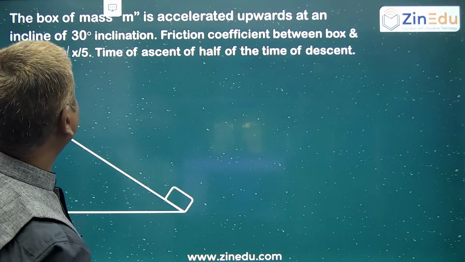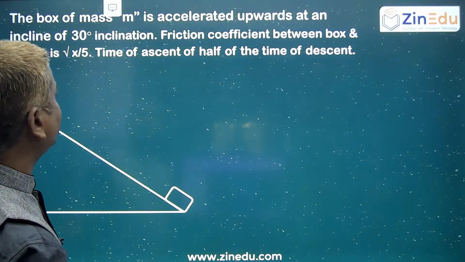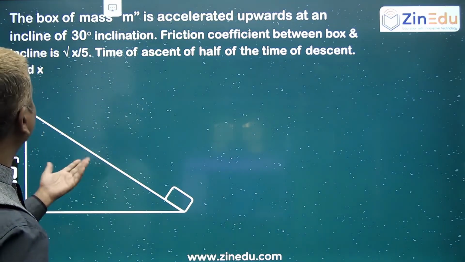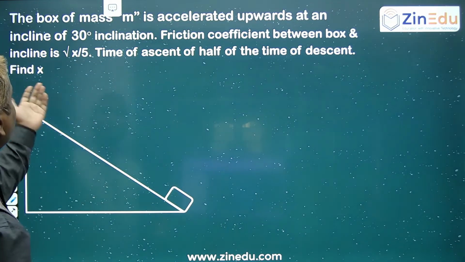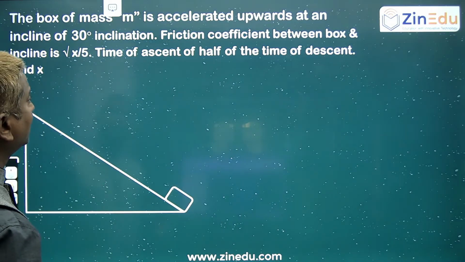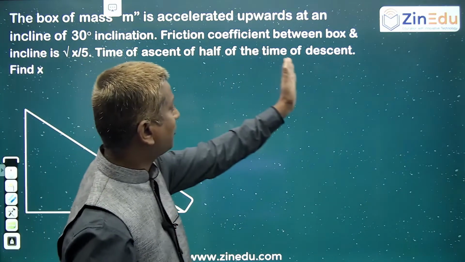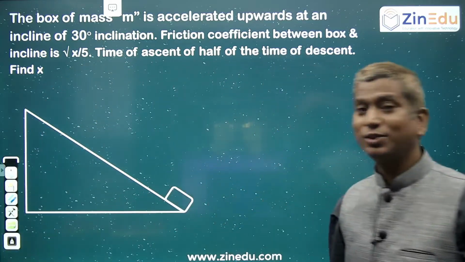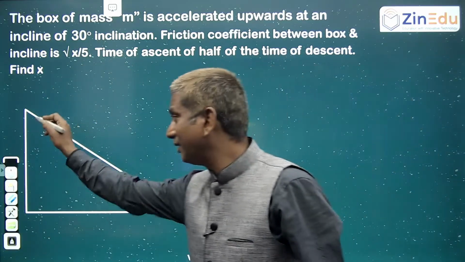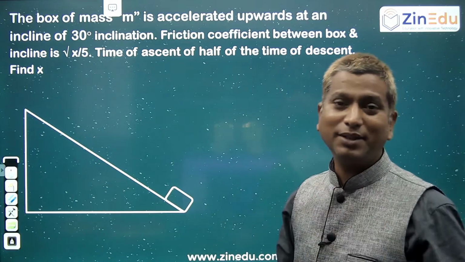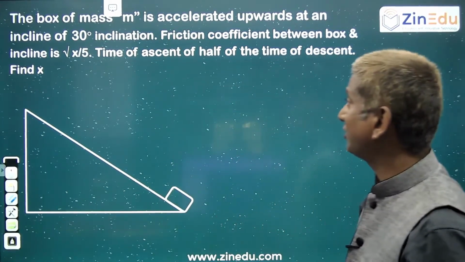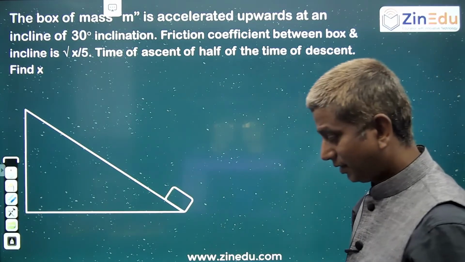So the box of mass m is accelerated upwards on an incline of 30 degrees inclination. The frictional coefficient between the box and the incline is root x by 5. The time of ascent is half of the time of descent. So here the question is like this, I'll explain it to you. There is an inclined plane, a rough inclined plane. Okay. So you have given some initial velocity u, right?